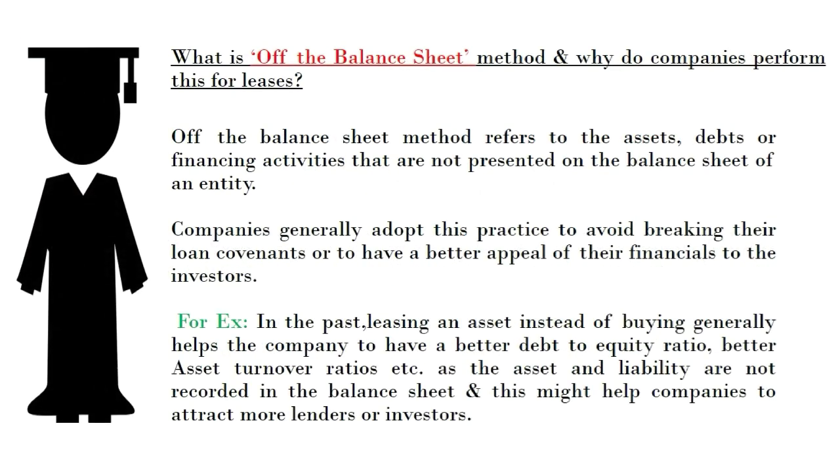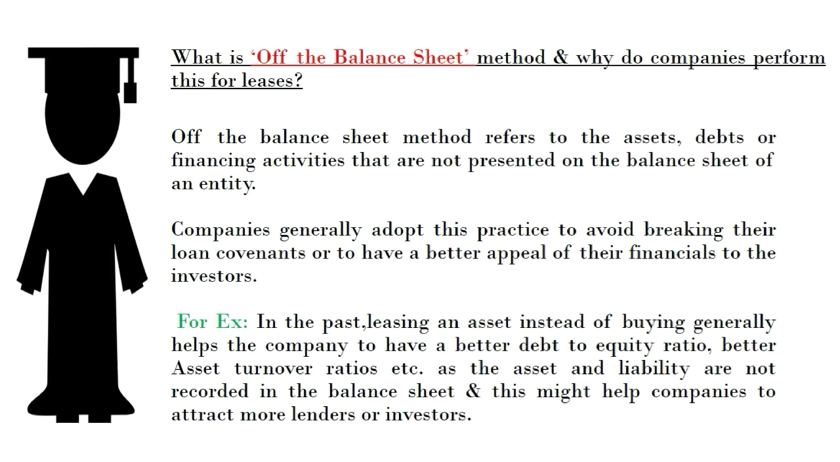Now, we will talk about a different topic. However, this has relevance to lease accounting. So, what is the off the balance sheet method of accounting and why do companies use this for leases? Off the balance sheet method refers to the assets, debts, or financing activities of a company that are not presented on their balance sheet. So, why should a company do that? Why should they not show their assets or debts or financing activities on their balance sheet?